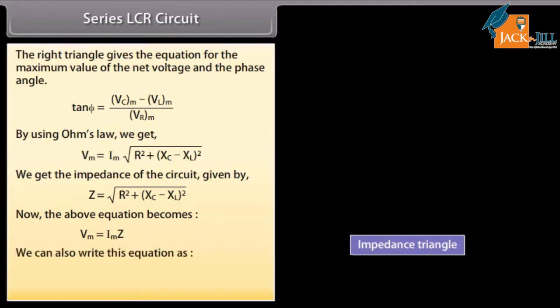We can also write this equation as Im is equal to Vm upon Z, or IRMS is equal to VRMS upon Z.